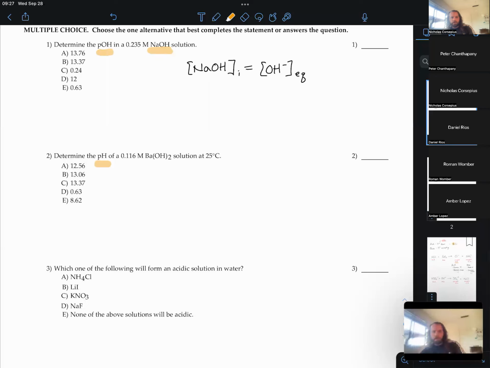Cool. Yeah. So let's see. For one, if you get your answer, let's pop it into the chat here. Cool. All right. So if I can make this assumption, then it's as easy as, well, the pOH is going to be equal to the negative log of 0.235. Punch that into my calculator, and I get 0.62893.